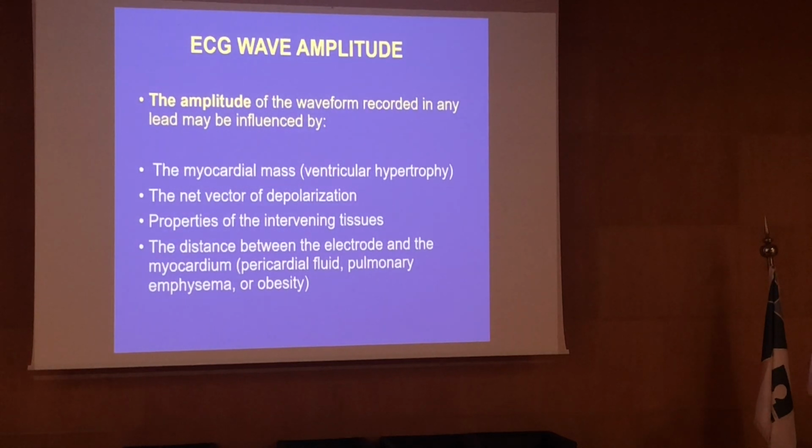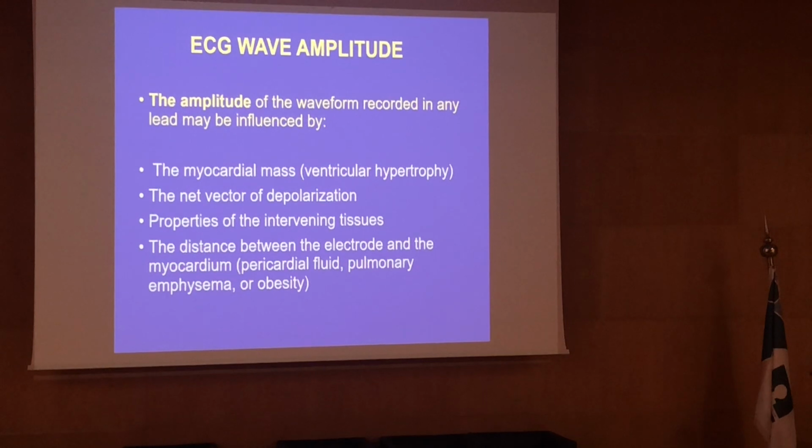Amplitude of the waveforms, tall or short, depends on the muscle. So if somebody has hypertrophy, do you expect the signal to be bigger or smaller? Bigger. With hypertrophy, there is more mass, more electricity, and then a bigger wave. If somebody has a myocardial infarction and lost part of the myocardium, the signal will be small. The net vector of depolarization, if it's going toward that electrode, will be more positive. If it's moving a little bit away from it, the R wave will be smaller and smaller. If it moves totally away from it, it will be totally negative. So the net vector of depolarization is important.